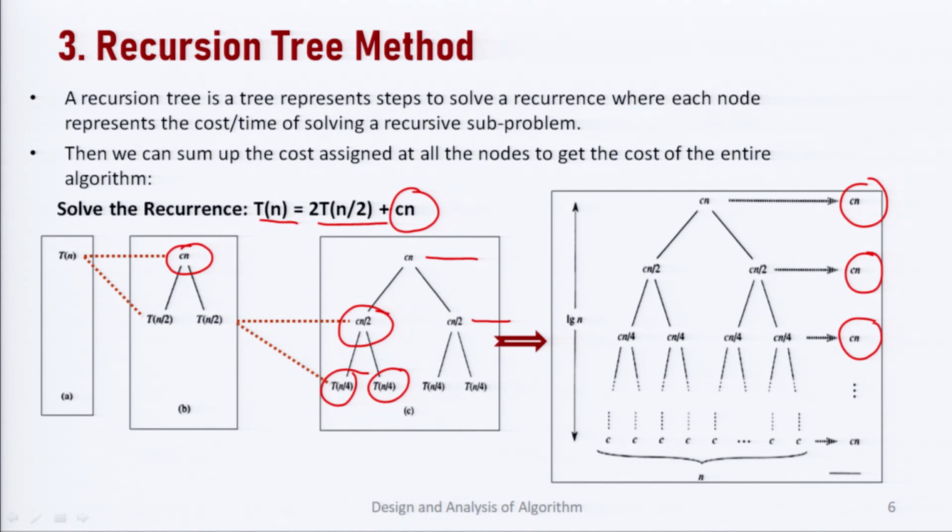So, how can we get the total number of levels in the recursion tree? In that case we know that this is a complete binary tree, and the height of a complete binary tree always comes to log of n base 2.